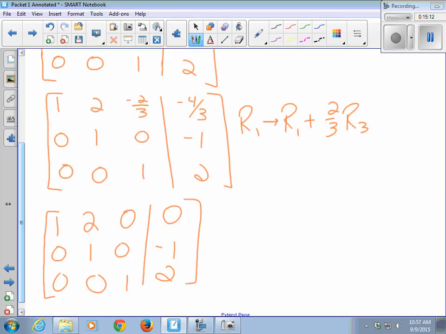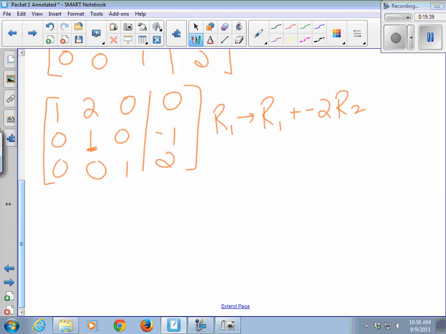All right, I have one more thing I need to get rid of, right? I move one column to the left, and I'm going to use this one here to knock out the stuff above it. So I need to change row 1. I want to get rid of the 2. I want it to be a 0. So row 1 is going to become row 1 plus -2 row 2. Last step here.